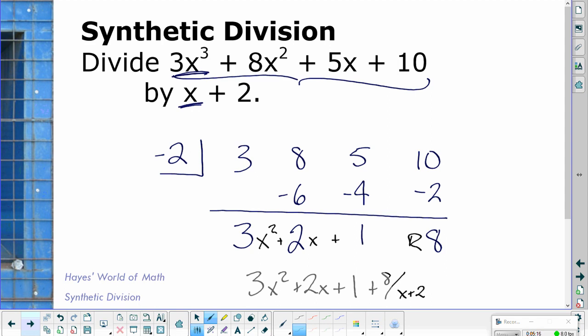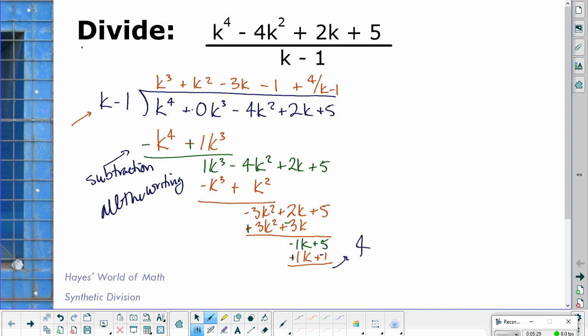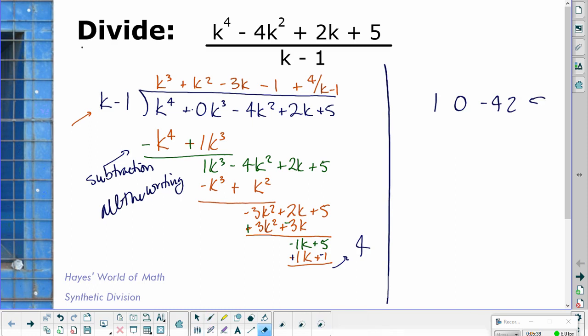So that's the process. We're just pulling the coefficients off, dropping them, and multiplying, and basically dealing with the second part. To compare it over here, I'm going to pause here for a second. Okay, needed to make some room. So let's do this one the same way. If I pull the coefficients off, I get 0, 1, 0, negative 4, 2, and 5.